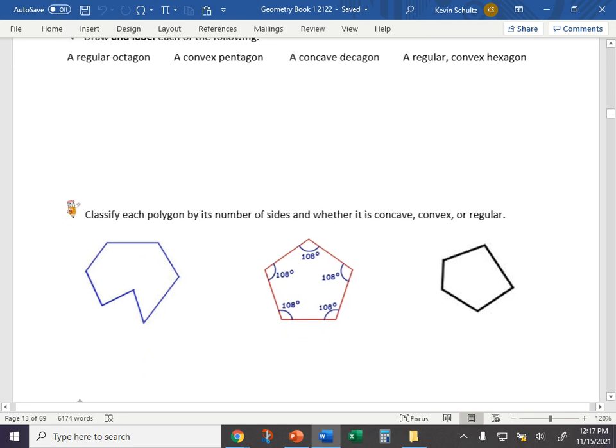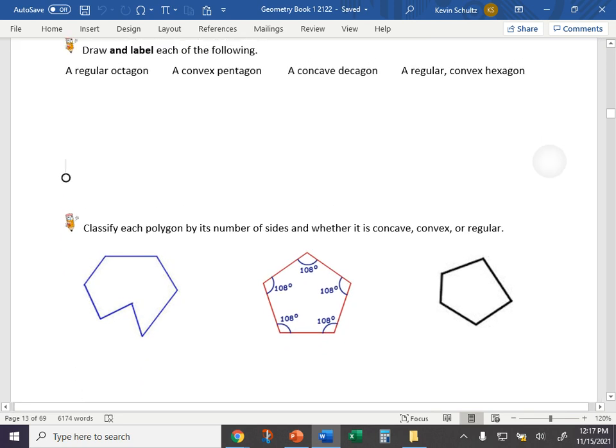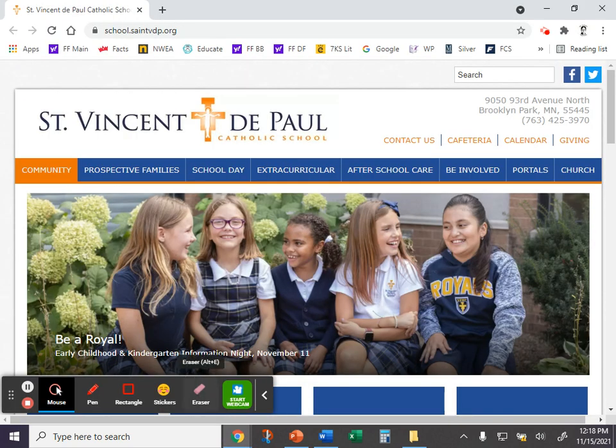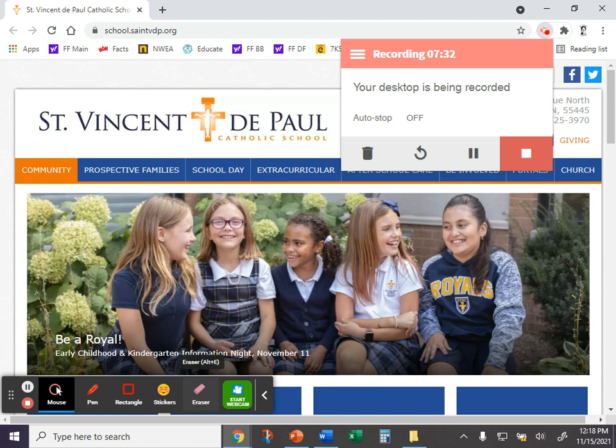Draw and label each of the following: a regular octagon, convex pentagon, concave decagon, and a regular convex hexagon. I'm going to give you about 3 minutes to do this, maybe less, then have you come up and draw them on the board. Some better artists up here perhaps than me. So we'll pause it and we'll come back to it shortly.